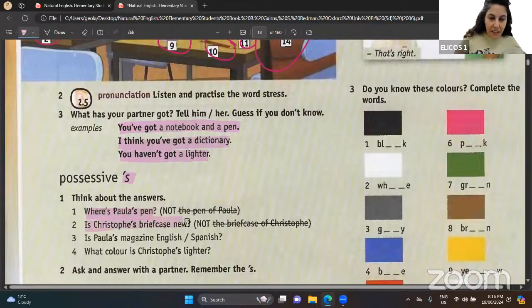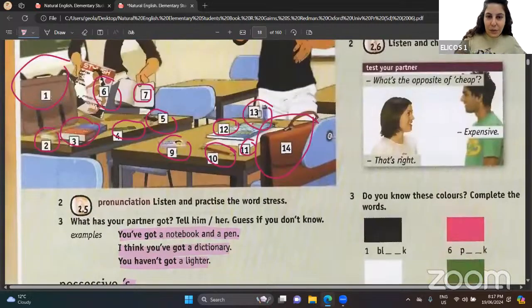Is Christopher's briefcase new? So we need to make it a negative. So no, it's not. So where's Paula's pen? It's not in her bag, for example. Is Paula's magazine English or Spanish? English, stylish. I can see the word stylish. What color is Christopher's lighter? Blue. No blue. Light blue. Purple. Yes.